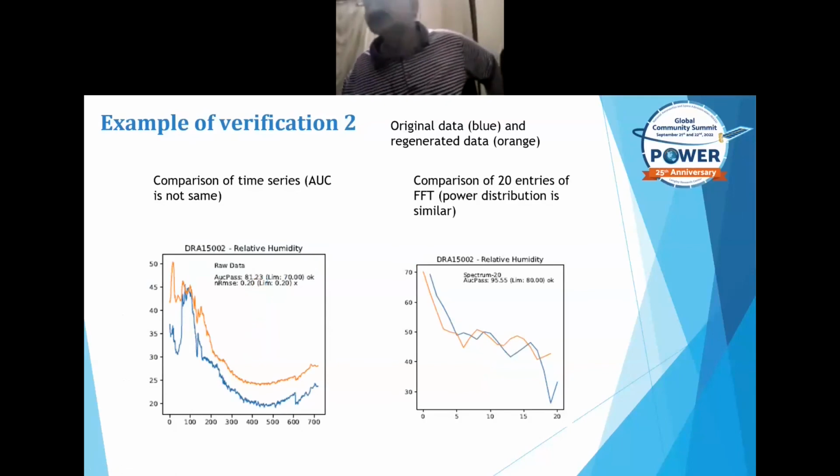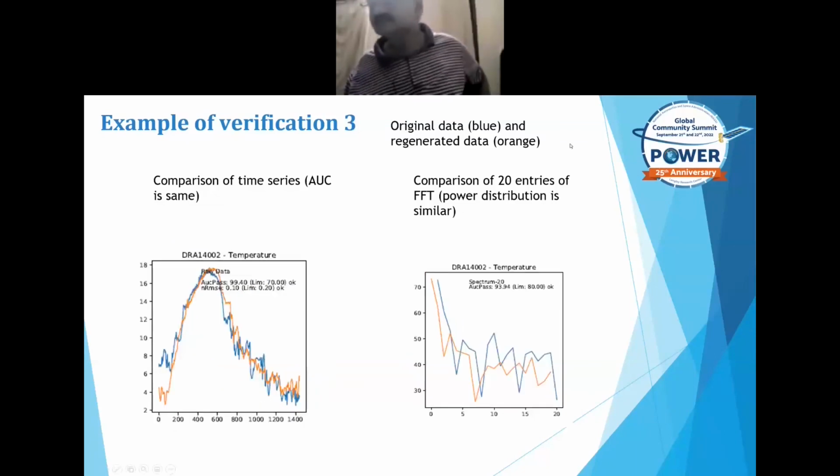Example of verification of RH series, reconstructed and computed, and FFT. This is the reconstruction of temperature and its FFT.